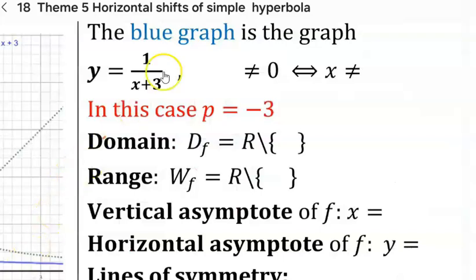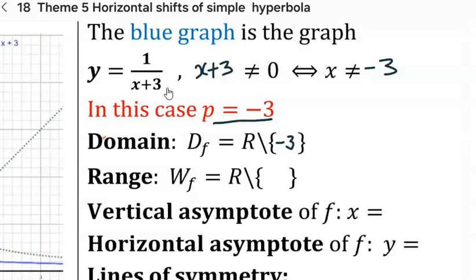Let us look at the graph of y equals 1 over x plus 3. In this case, our denominator, which is x plus 3, may not be 0. So x may not be negative 3. That means our p-value, which is minus 3, cannot be in the domain, so I take that out.